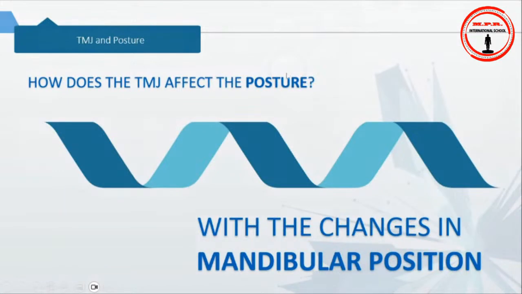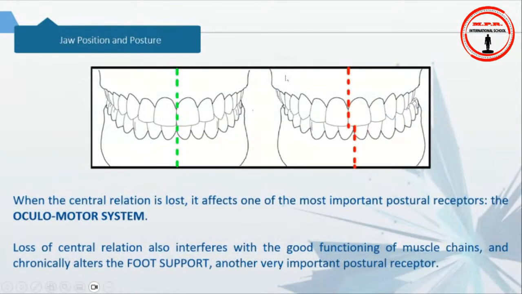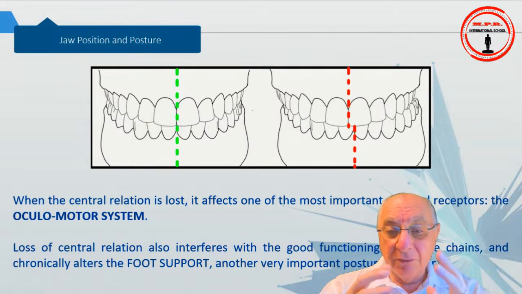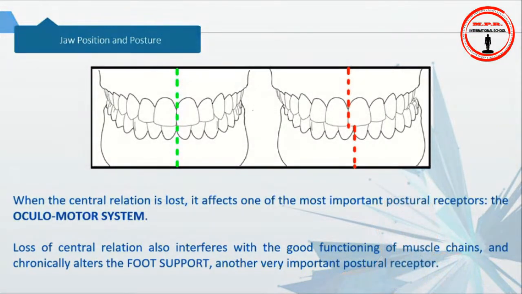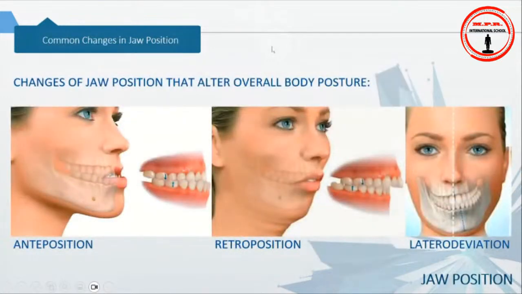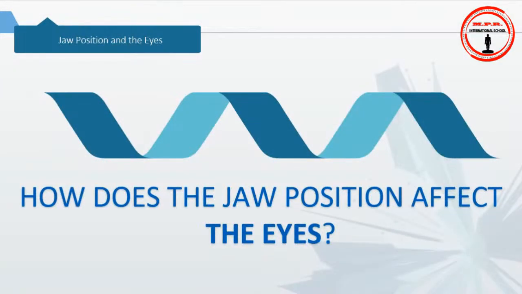And then how the jaw position can affect: the lateral deviation, the forward position, how they can affect. I don't know if you know that any position of the jaw is affecting the posture, but I will show you it's affecting mainly the cervical area and one of the receptors, the oculomotor system, the main receptor of the tonic postural system. Jaw position is very important. Forward, lateral deviation, back position, etc.